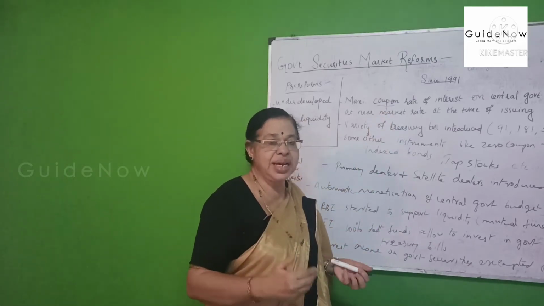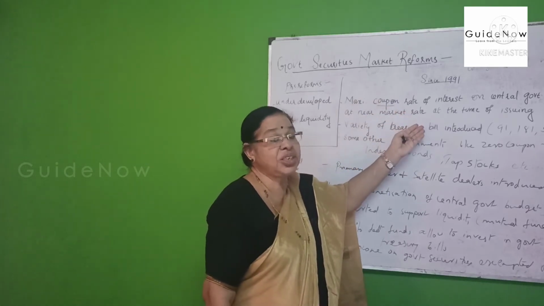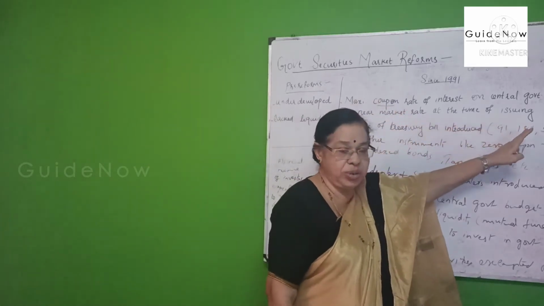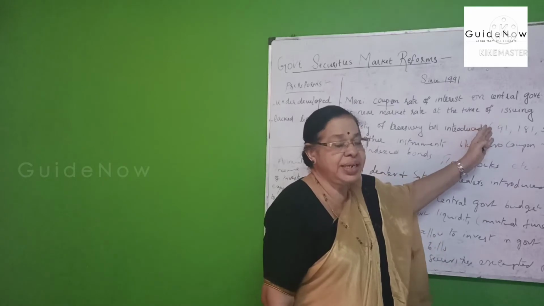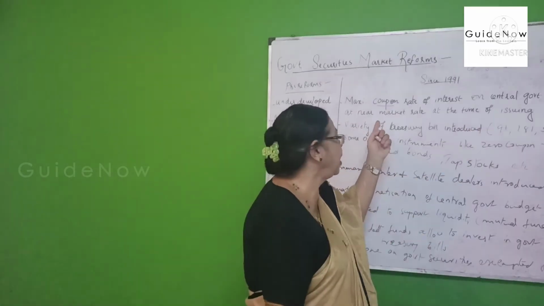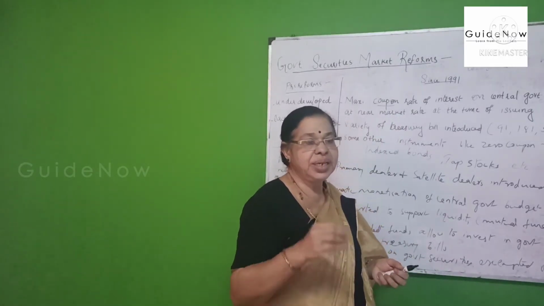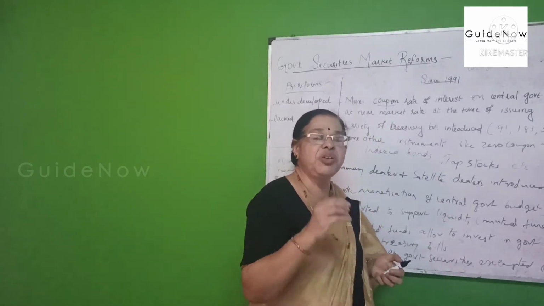So the difference is that the coupon rate of interest on central government loans is fixed at the market rate at the time of issuing, which is the market rate prevailing then.